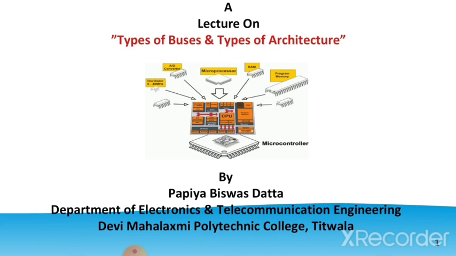So this is the second bit of the first chapter, that is types of buses and types of architecture. Types of buses comes under the second bit of first chapter, and types of architecture comes under the third bit of first chapter. So we'll discuss about this one by one.